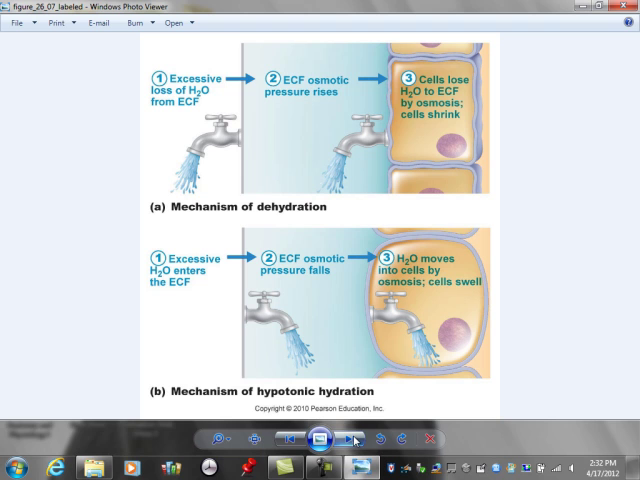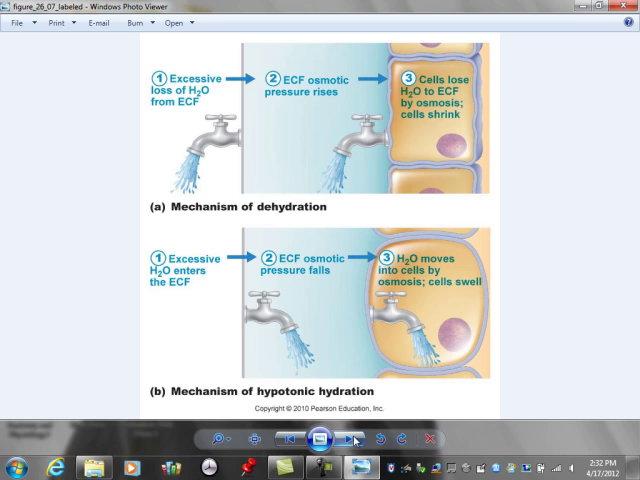How about in hypotonic hydration? Can you kill yourself by drinking too much water? Yes, you can. It's hard to do because a lot of our central nervous system mechanisms will stop us from doing that, especially the stretch reflexes in the stomach. But can I do it? Yes, I can.